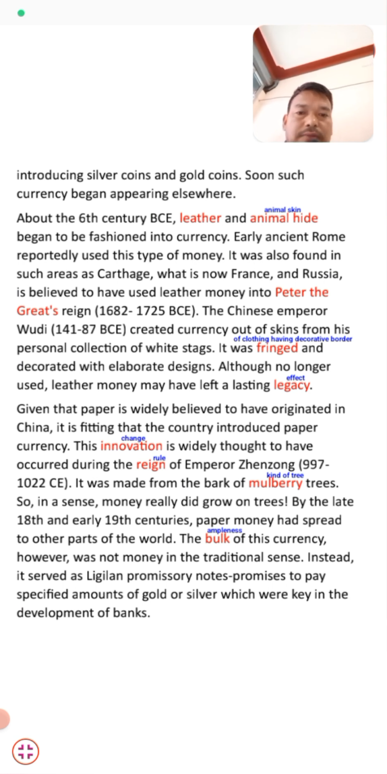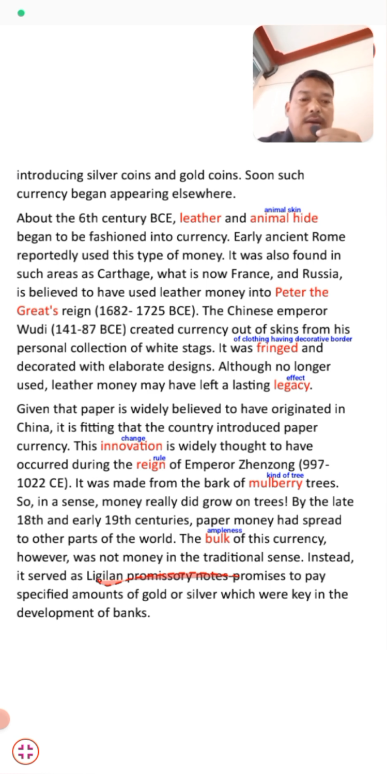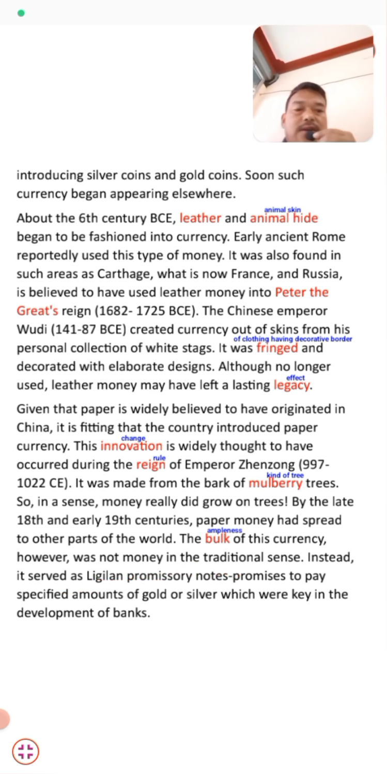The bulk of this currency, however, was not money in the traditional sense. Instead, it served as promissory notes, promises to pay a specified amount of gold or silver, which were key in the development of banks. Students, most of this currency wasn't real money in its regular form, but promises to give a certain amount of gold or silver, which contributed to the growth of banks.